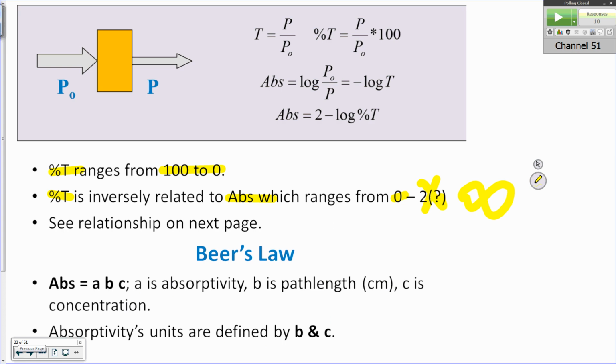And of course, the main way that we utilize this is we convert samples into absorbance, and then we apply Beer's law, which says absorbance is equal to absorptivity times path length times concentration.